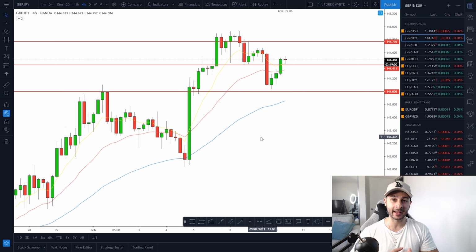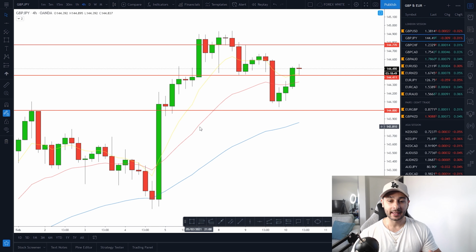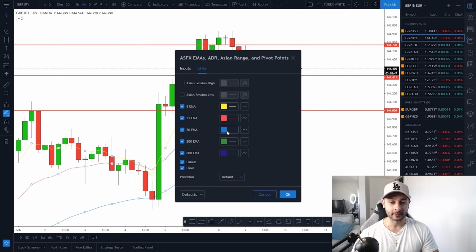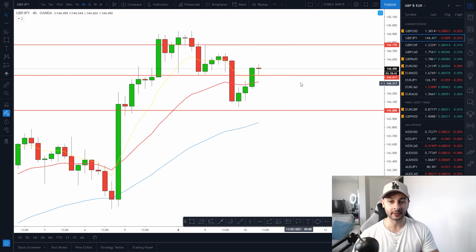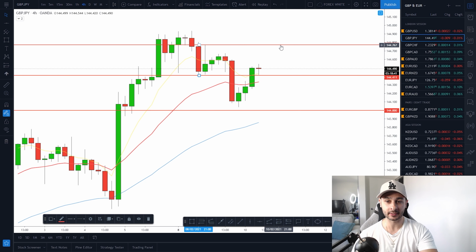I have the 8 exponential moving average, the 21 EMA, the 50, the 200, and the 800 EMA. You can see this red line. Let me just make that a bit thicker for you guys. This is like a total bonus in what I'm trying to teach over here. Let me get rid of these. Actually, I'll get rid of this top one here.